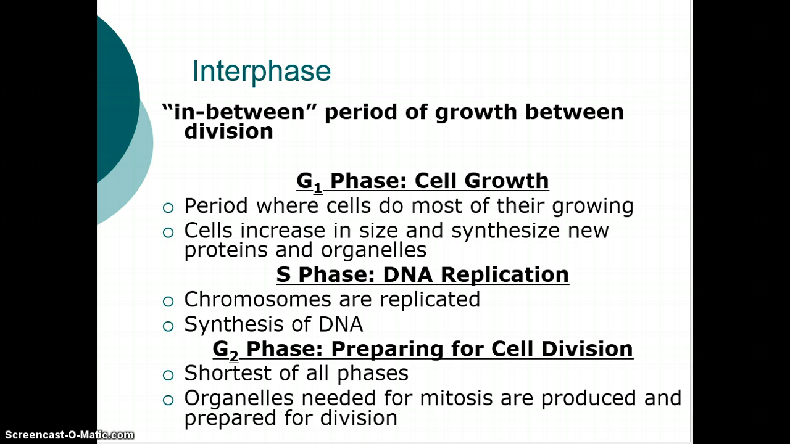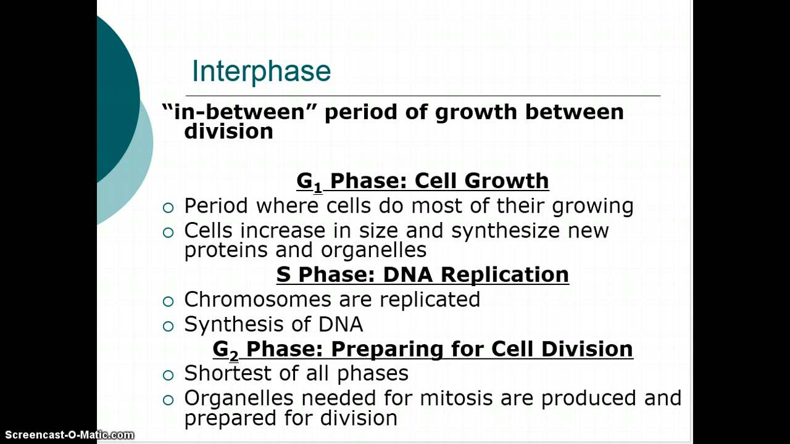From there, the cell then moves on to the S phase. The S in the S phase stands for synthesis because this is the synthesis of DNA. This is where the DNA is replicated. Replicated means to copy. So this is where the chromosomes, which are your DNA, are copied. At the end of the S phase, a cell actually has twice as much DNA as it did in the beginning. So here the amount of DNA doubles.